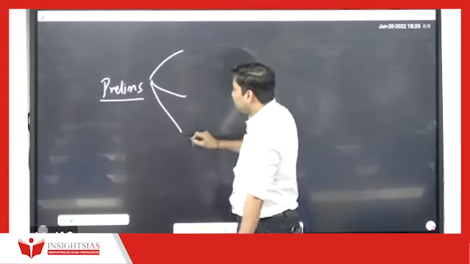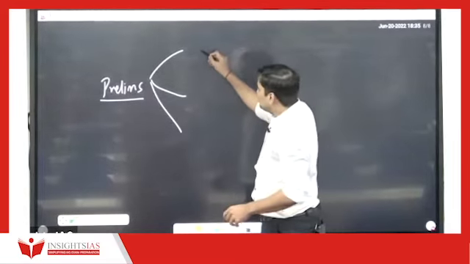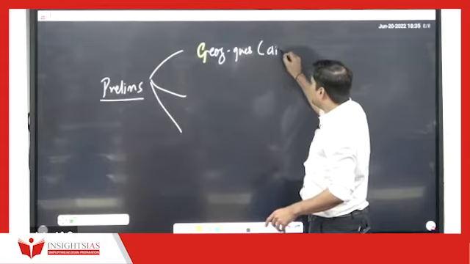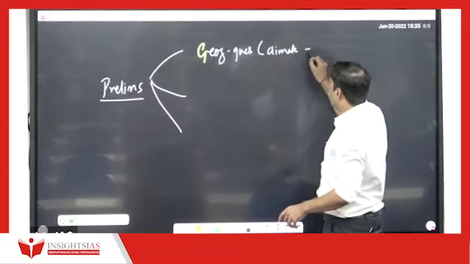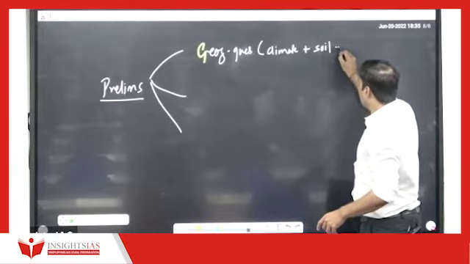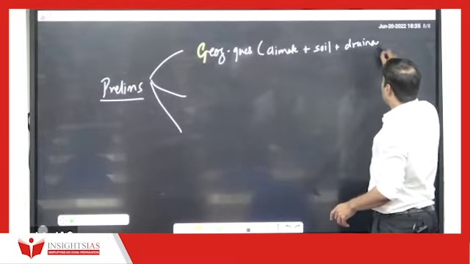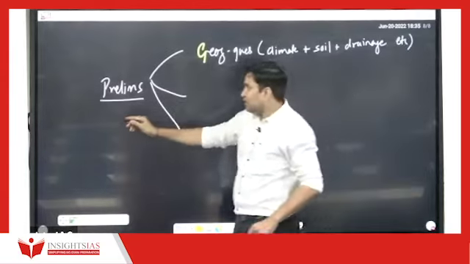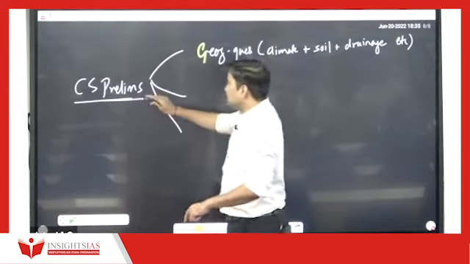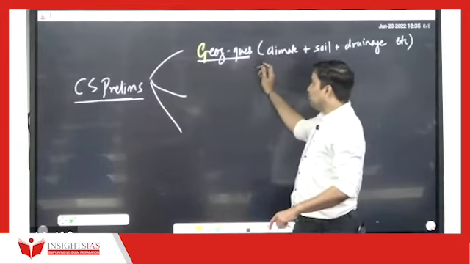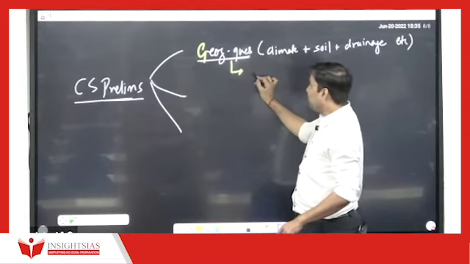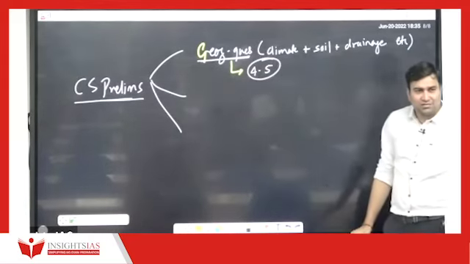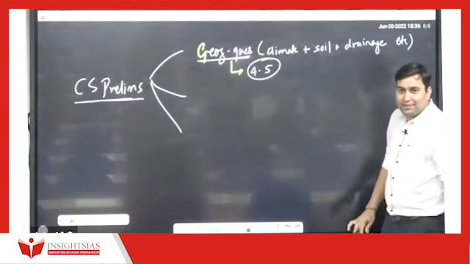The 3 or 4 sections, that is pure geography questions on climate plus soils plus drainage, etc. In the civil services preliminary examination, the questions from core geography of these topics are generally around 4 to 5. Not more, only 4 to 5. Whatever is the truth, I will be telling.